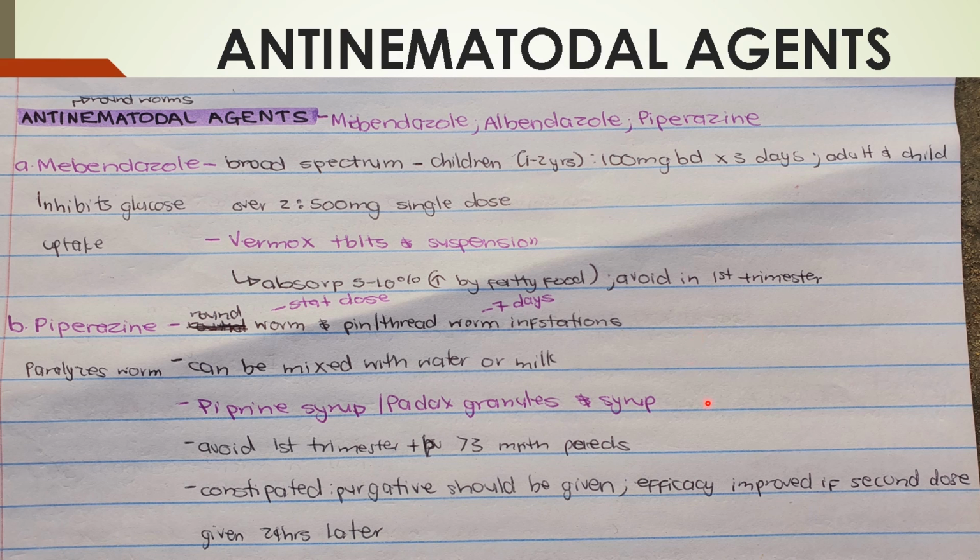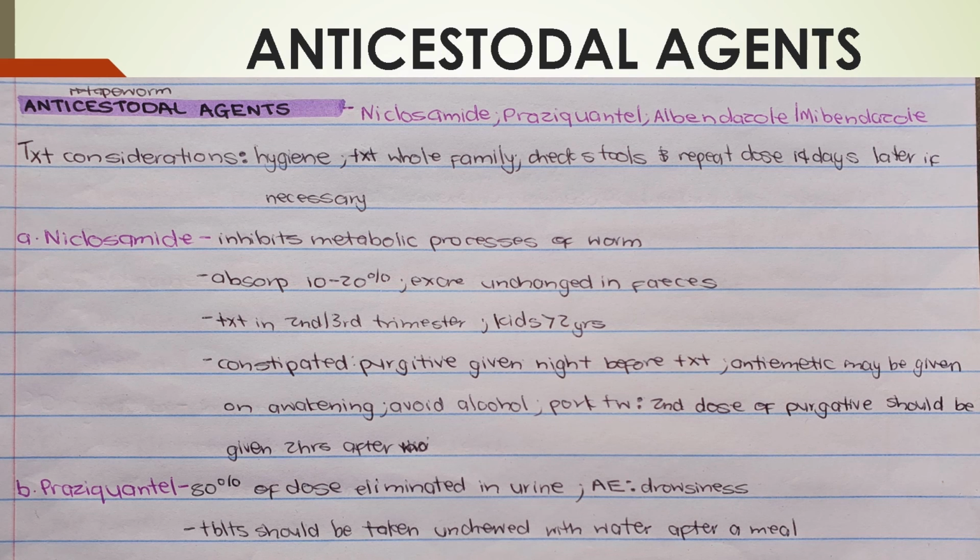It can either be mixed with water or milk. Examples would be piperazine syrup or Pripsen granules. The syrup you need to avoid in the first trimester and in pediatrics, or kids younger than 3 months. If they are constipated, you'd want to give a purgative or a laxative first, and then give the piperazine, and then you can give the second dose 24 hours later to improve the efficacy of the treatment.